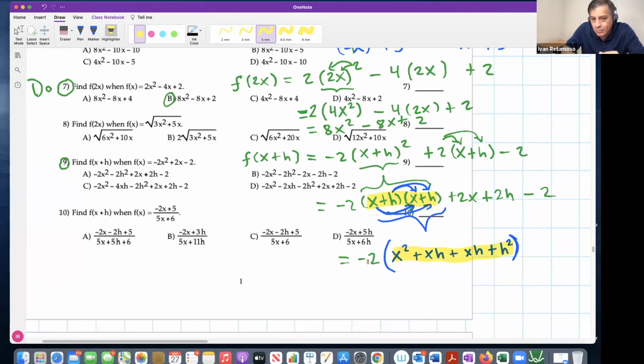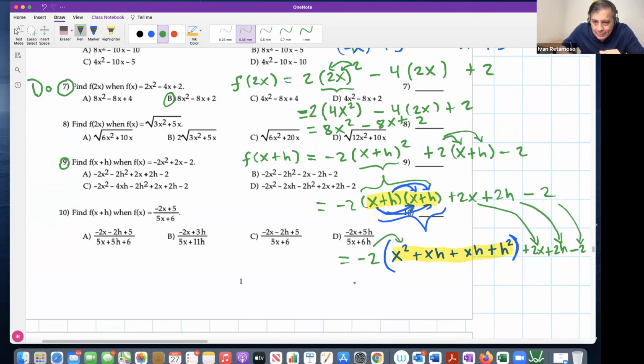There is a negative 2 waiting there, right? So you gotta take that into consideration too. So plus twice x plus twice h minus 2 from here, right? This is this is this. Now distribute negative 2 over negative 2x squared.